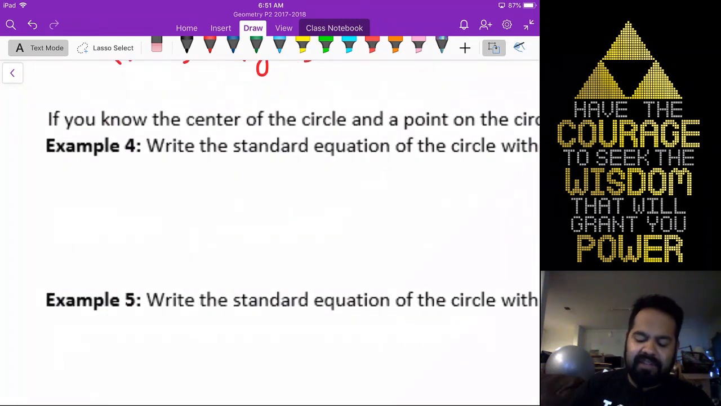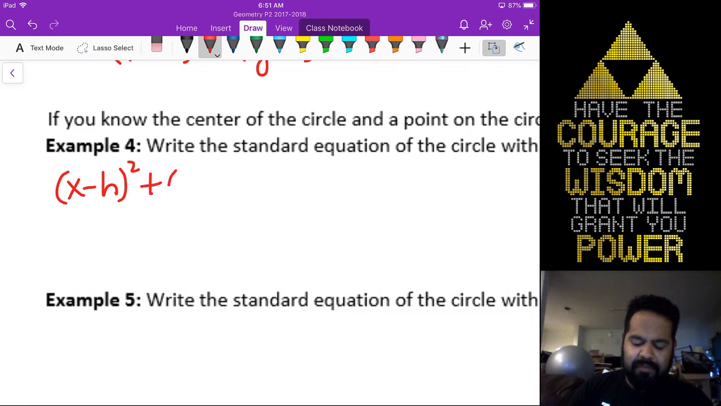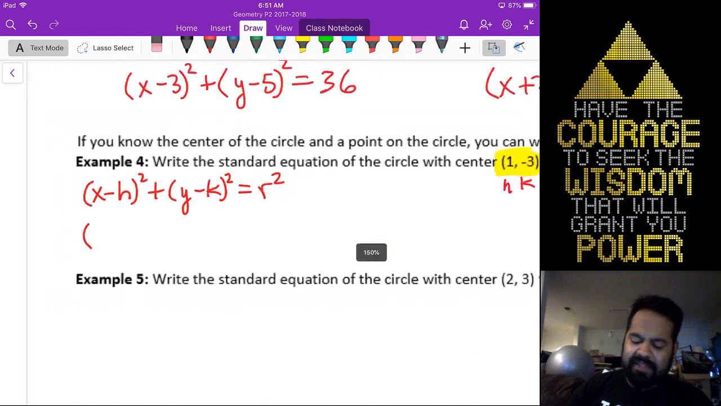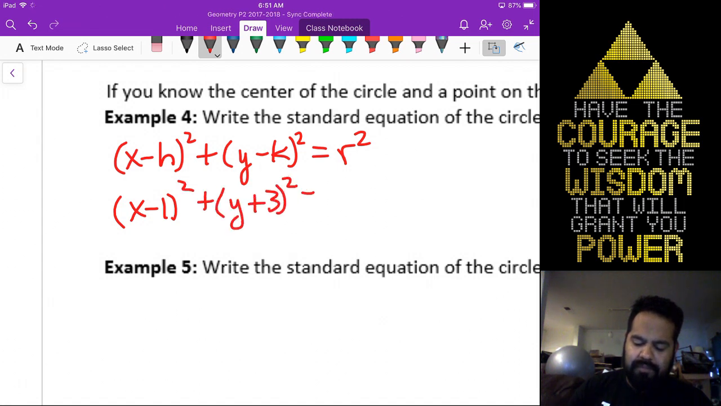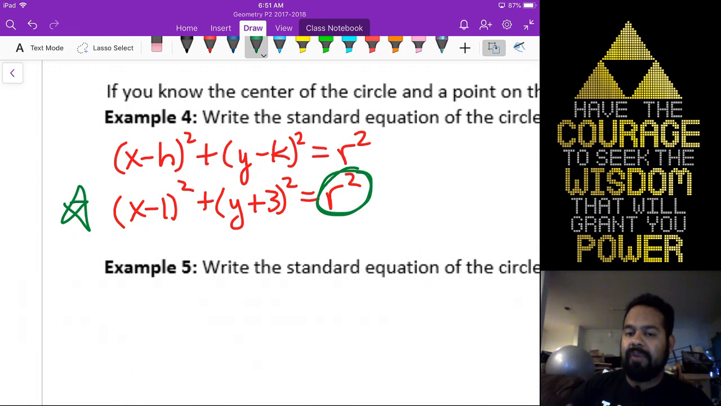So the general equation I'm going to start with is x minus h squared plus y minus k squared equals r squared. Now I'm going to write the center inside of our equation. And we're going to come back to this equation in a bit. We're going to fill in the details for r when we solve it.